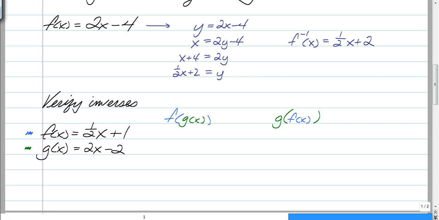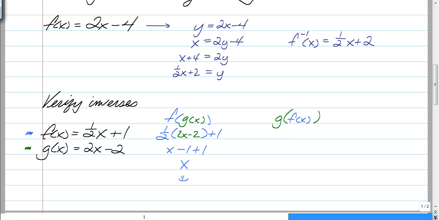So we would find f of g of x. We would start with our 1/2, and now we have our x plus 1. And we're going to substitute our 2x minus 2. That's our g of x. And now we just simplify it out. So we distribute the 1/2. We get x minus 1 plus 1. And those are going to simplify to just x. So we've got 1, that's good.